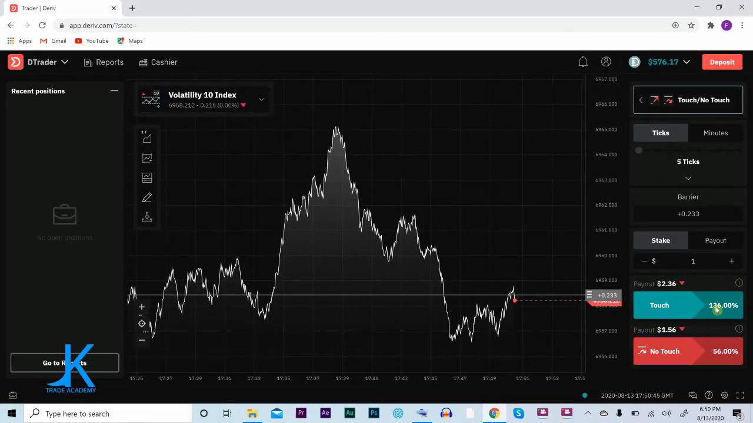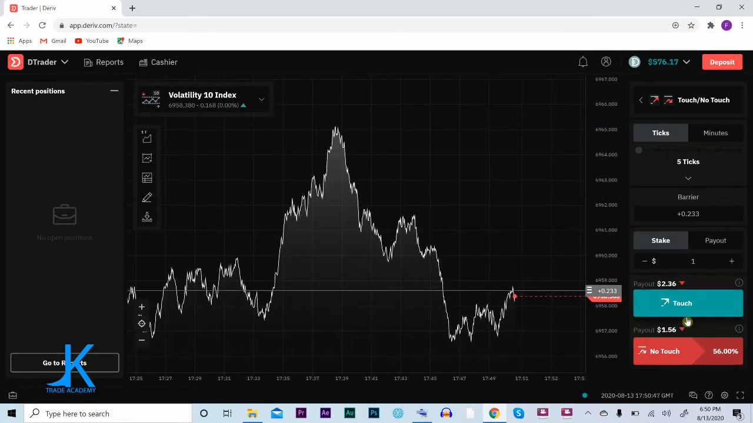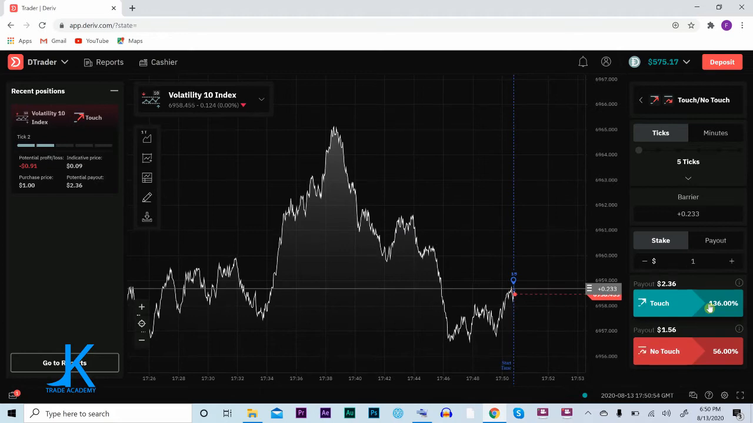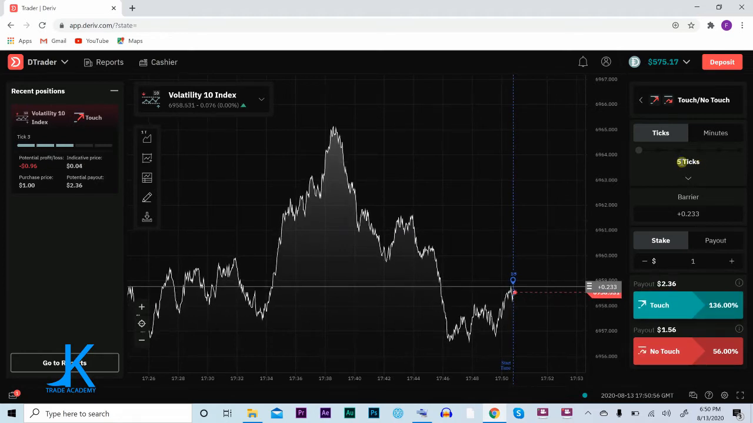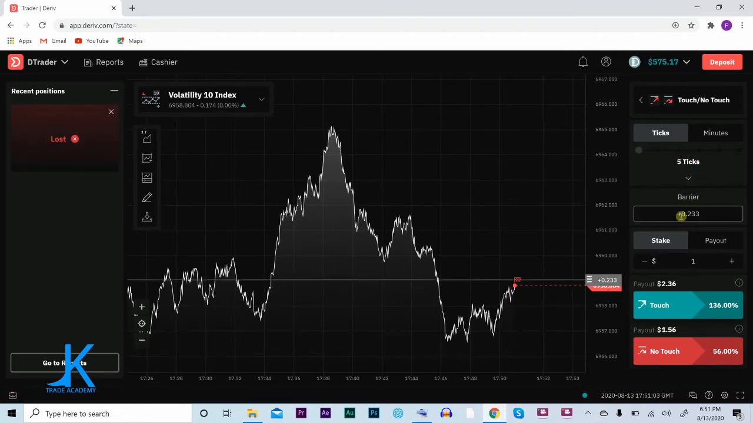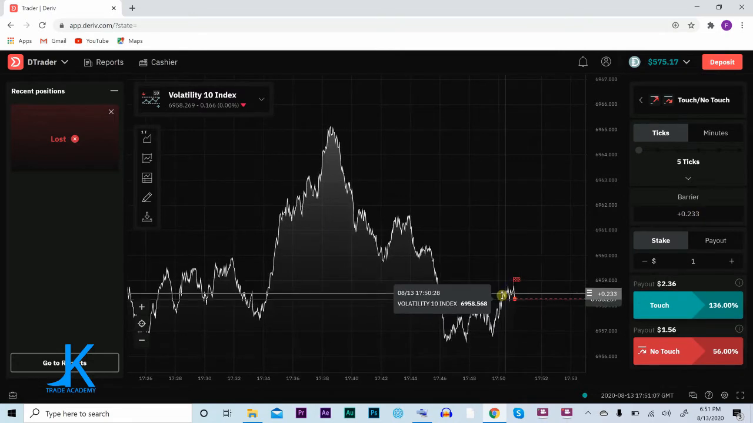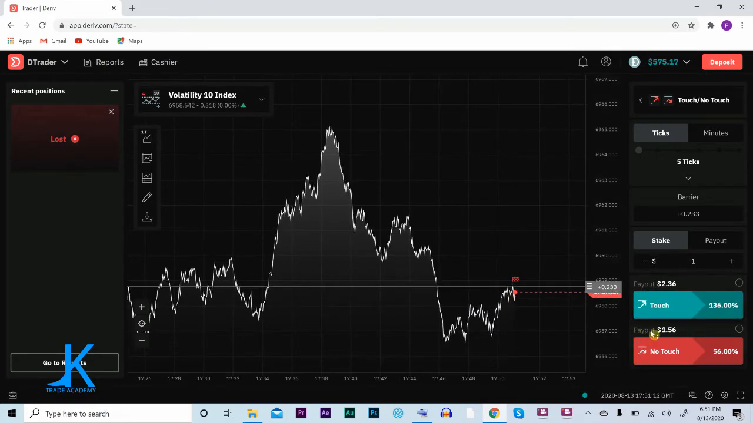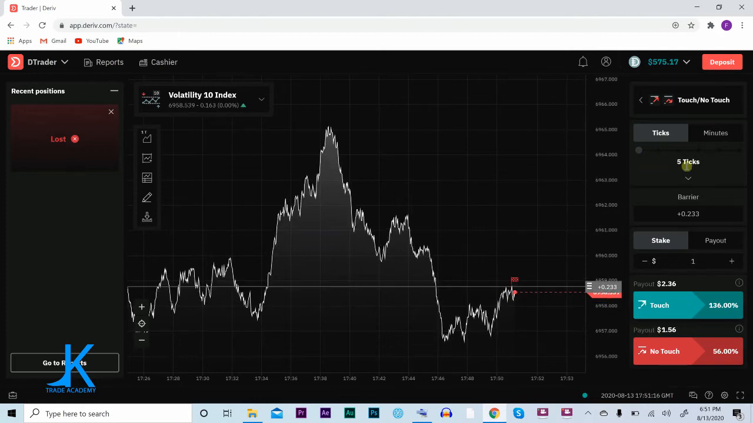Now if I click at random, I will definitely not make a win. Now let me explain what touch and no touch simply mean. Now I have 5 ticks here already, and I think the minimum is 5 ticks. My barrier is plus 0.33, which has a straight line. It's telling me that if I say touch, it must touch the line in order for me to make profit. At the fifth tick, it must touch the line.